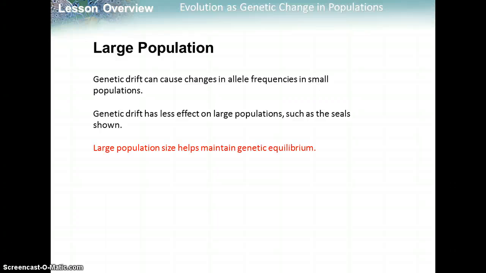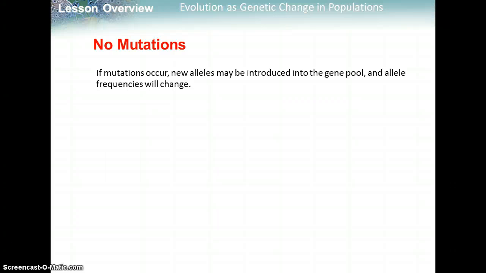So we must have a large population. Genetic drift can cause changes in allele frequencies in small populations. Genetic drift has less effect on large populations, such as the seal. Well, there was a picture of seals, but I got rid of that. Large population size helps maintain genetic equilibrium. So we know that's not always the case. We're going to be seeing in the next few slides that Hardy-Weinberg doesn't usually happen in nature, because you're always going to have allele frequencies changing.